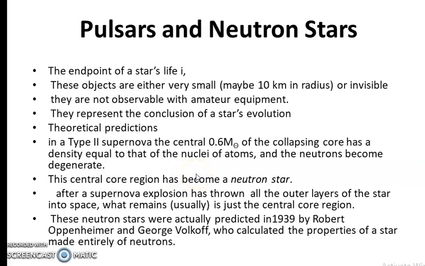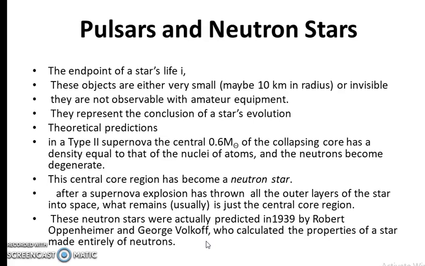That means their density is very high, of the order of the atomic nuclei, and the neutrons in that region will be degenerate also. Such an object is the neutron star. We have already discussed the neutron star. So after the supernova explosion has thrown the outer layers of the stars into the space, what remains in the central core region is the neutron star. And these neutron stars were actually predicted in the year 1939 by Robert Oppenheimer and George Volkoff.